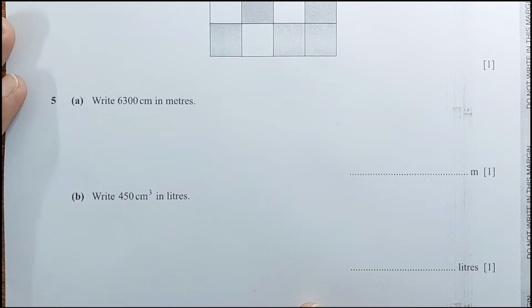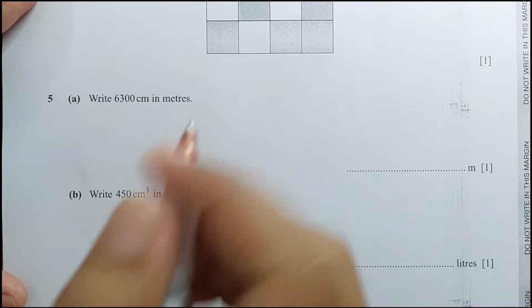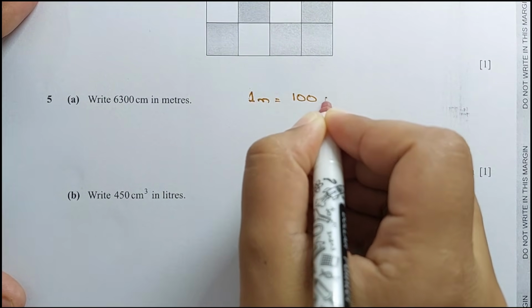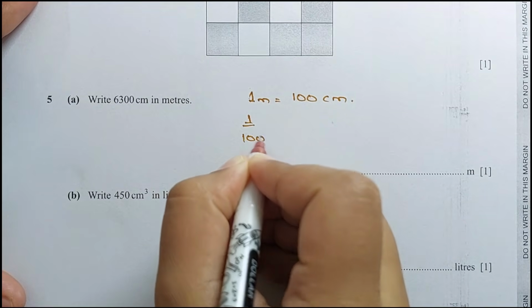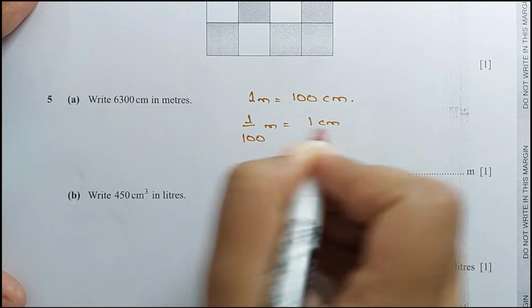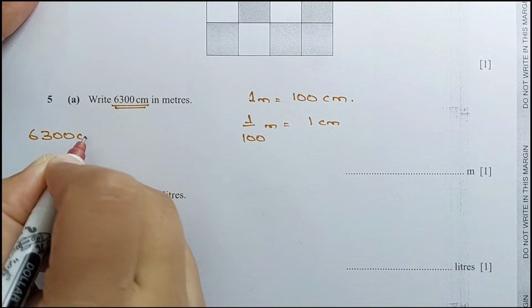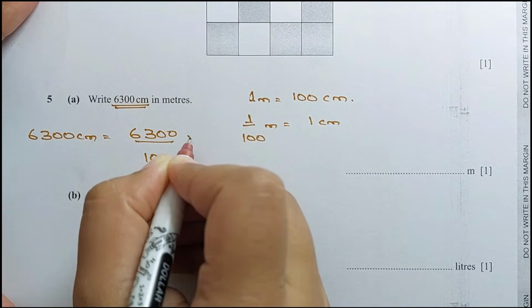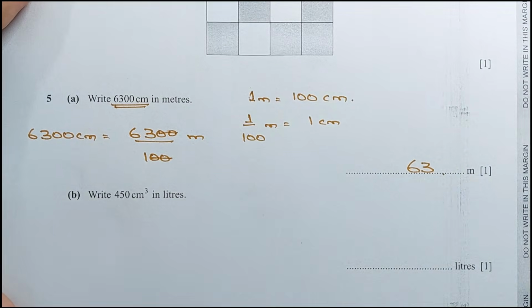All right, question number 5, write 6,300 centimeters in meters. Okay, so 1 meter has 100 centimeters. So 1 over 100 meter is 1 centimeter. What about this many centimeters? So 6,300 centimeters is 6,300 divided by 100 meters. Two zeros cancel with two zeros, so 63 meters.